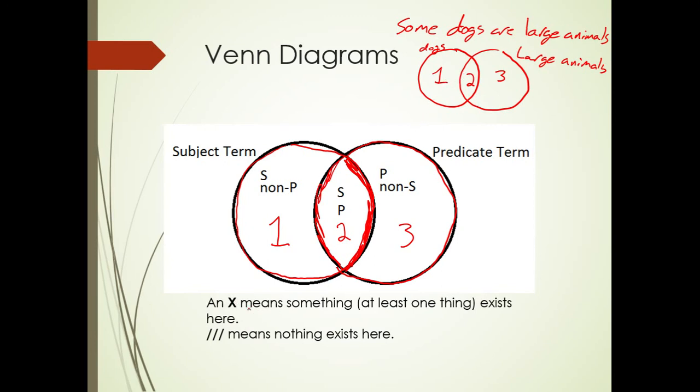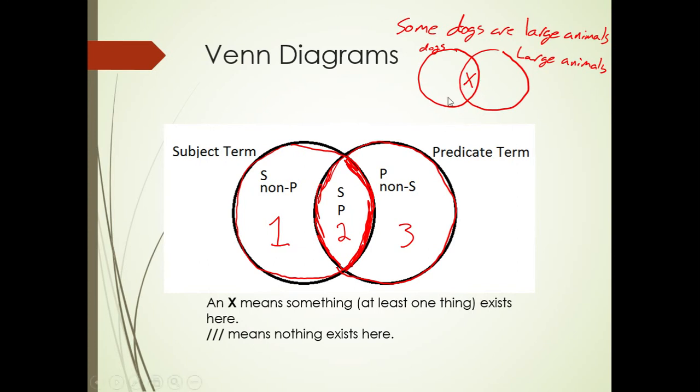Finally, when we use the X in logic for Venn diagrams, that means at least one thing exists here. And in logic, we just say something. So you'll hear me say something a lot. When we say something in logic, we mean at least one thing. And then shading means nothing exists here. So for the example up top of some dogs are large animals, if you want to say some dogs are large animals, you just put an X in the space that are in the middle, which would stand for a dog that is also a large animal. So that X is standing in for your Great Danes and Huskies.